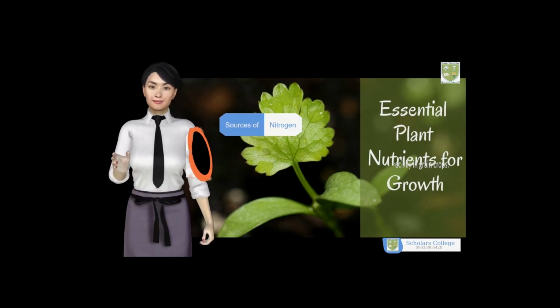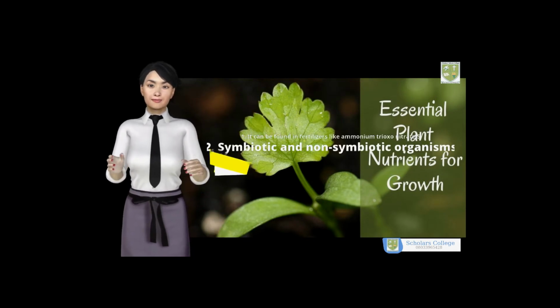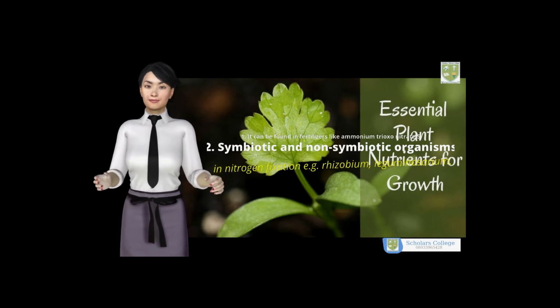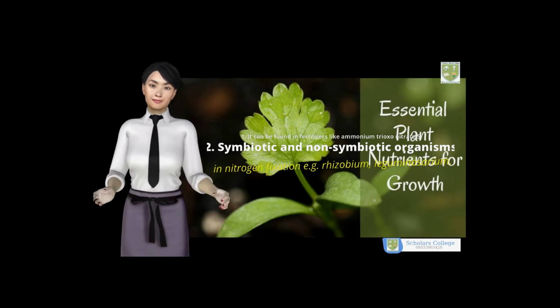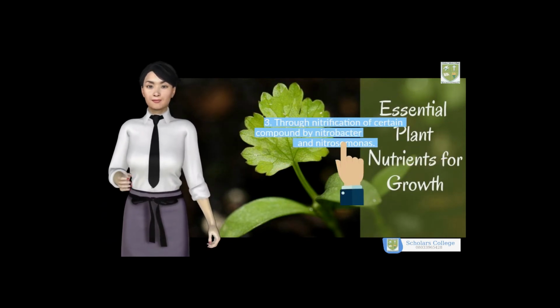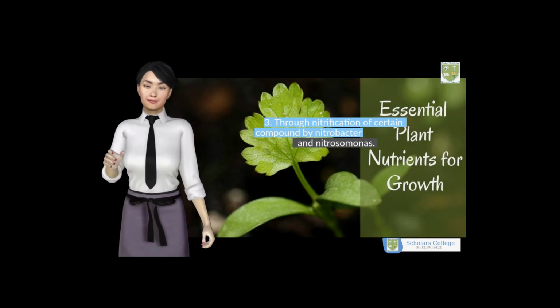Sources of nitrogen. 1. Nitrogen can be found in fertilizers like ammonium trioxonitrate V. 2. Symbiotic and non-symbiotic organisms in nitrogen fixation, for instance Rhizobium leguminosarum. 3. Another source of nitrogen is through nitrification of certain compounds by Nitrobacter and Nitrosomonas.